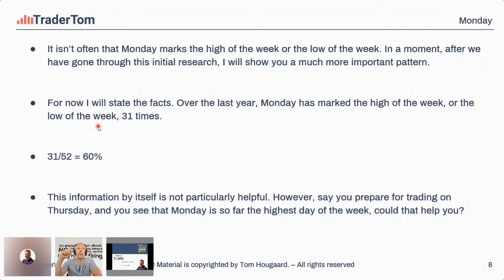But in a moment, after we've gone through this initial research, I'll show you a much more important and much more interesting pattern. For now, I'll just state that over the last year, Monday has marked the high of the week or the low of the week about 31 times, which is about 60%. But as I said, 60% isn't that much better than a coin flip. Even 60% is almost random. So I don't consider that particularly helpful.